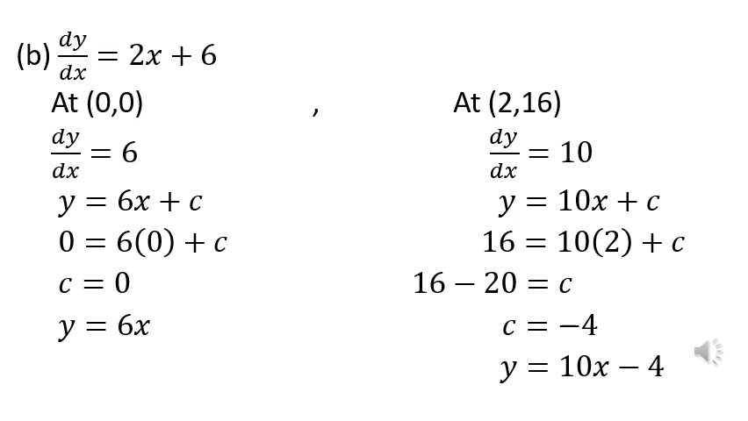Then we can use the formula y equals mx plus c. We substitute 6 as the m. So we can get y equals 6x plus c. Then after substituting the coordinate into y equals 6x plus c, we can get c equals 0. So the equation of the tangent at the origin is y equals 6x.